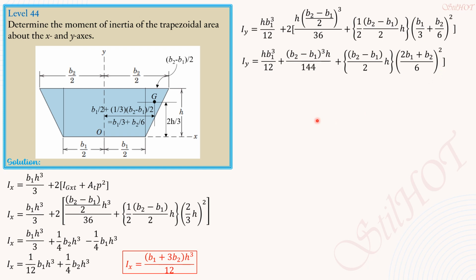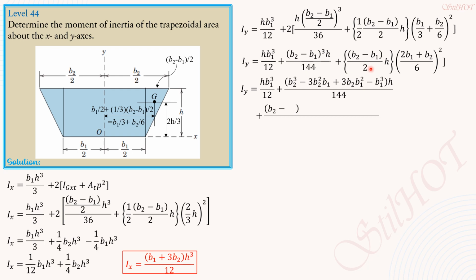Then simplifying further and expanding this part, this is b2 cubed minus 3 b sub 2 squared b1, then plus 3 b sub 2 b1 squared over 144. And if we simplify 3 over 144, that's 1 over 48. So Iy is h b1 cubed over 12, then plus b sub 2 cubed minus 3 b sub 2 squared b1 plus 3 b2 b1 squared minus b1 cubed times h over 144, then plus b sub 2 minus b sub 1, h. Then this one is 4 b1 squared plus 4 b1 b2 plus b sub 2 squared, expanding, over 2 times 36, so 72 in the denominator.